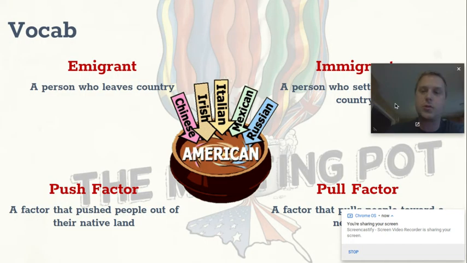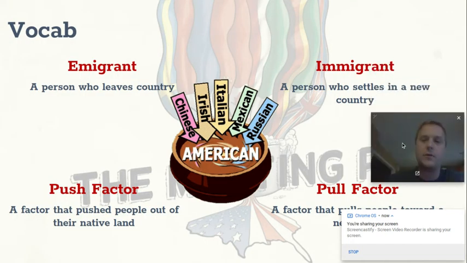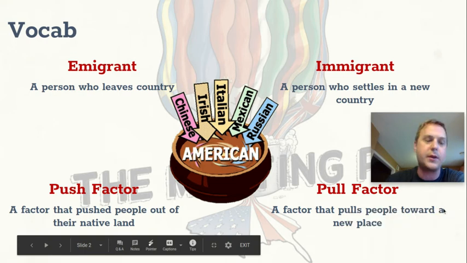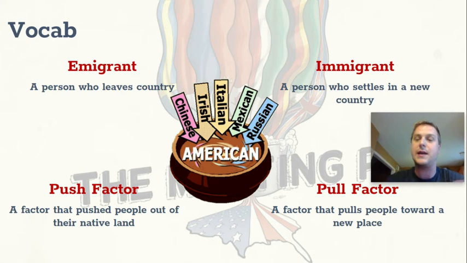So let's go through some vocab. So you have two different types of immigrants. You have emigrants with an E, a person leaving a country, so like exhaling, and you have immigrants with an I, a person who is going to a new country. So that country is like inhaling them, and they're coming in. So that's kind of the difference between emigrant with an E and immigrant with an I.